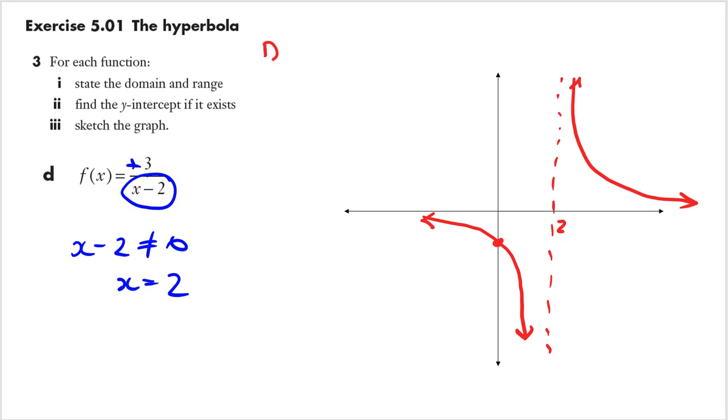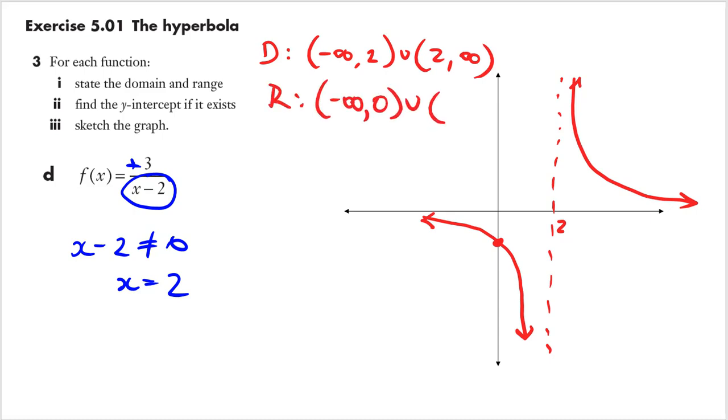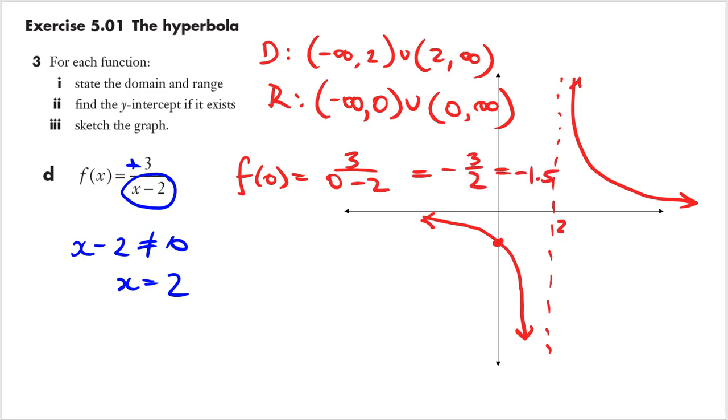Now our domain, obviously, hopefully you've got the hang of this now, it goes up to 2, and from 2 to infinity, and our range, there's that break at 0. The y-intercept, well, let's let x equal 0, and that'll give us 3 divided by minus 2, and if you like, that's minus 1.5. So this intercept down here will be y equals minus 1.5.